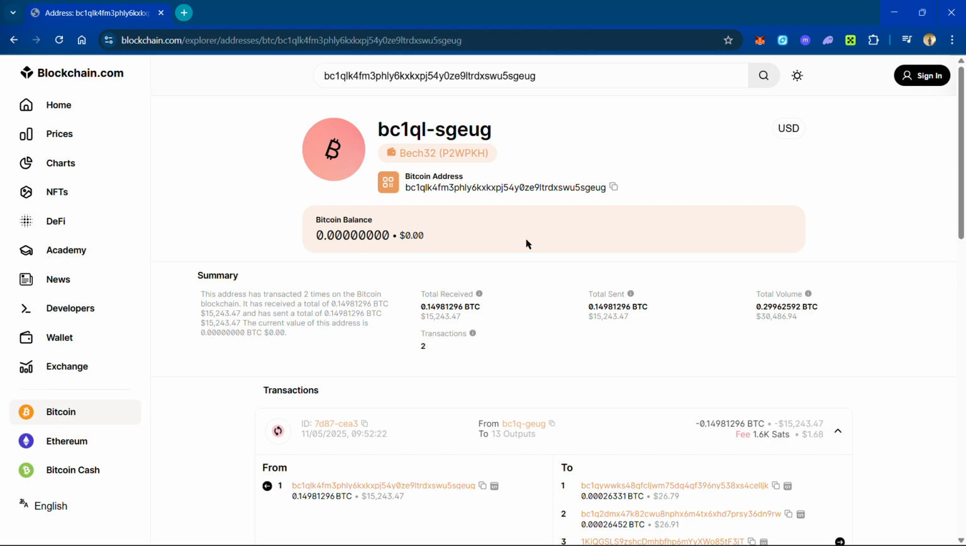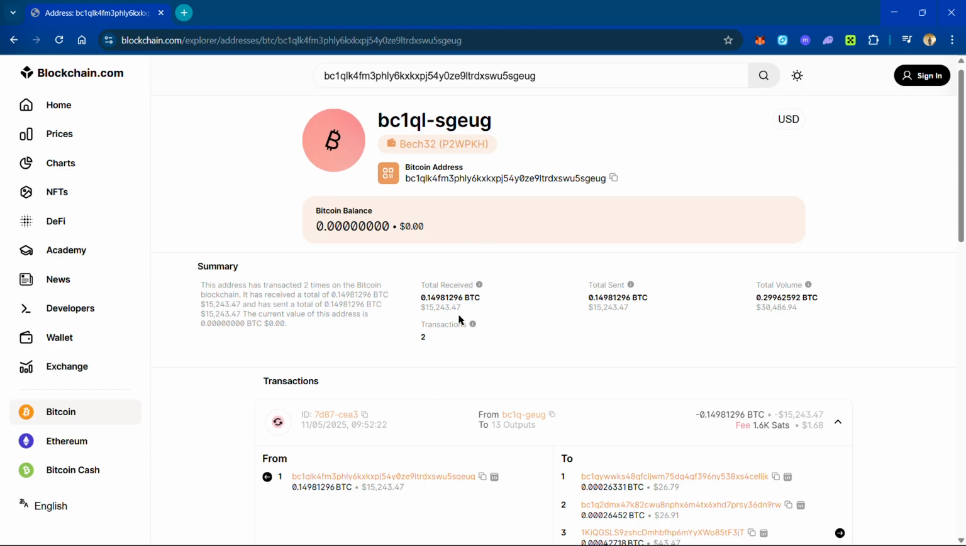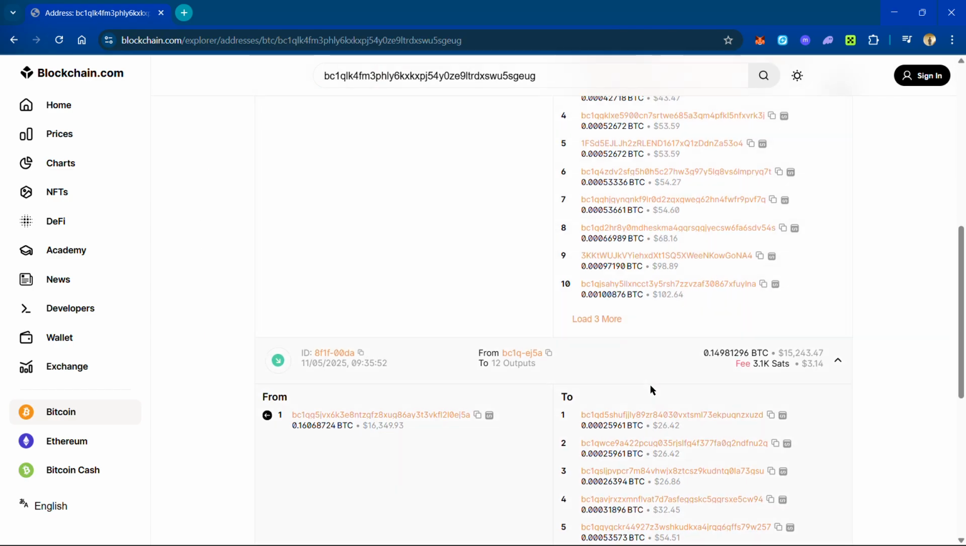While we've clicked on the address, we can see that the person's available balance now is 0.00 Bitcoin. The person received $15,000 worth of Bitcoin and sent $15,000 worth of Bitcoin to different addresses, as you guys can see.